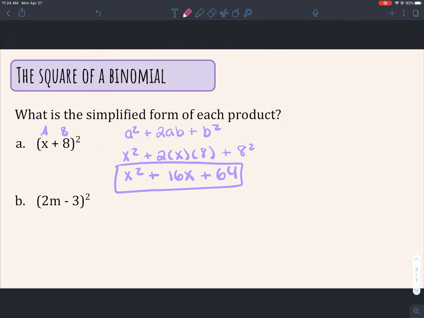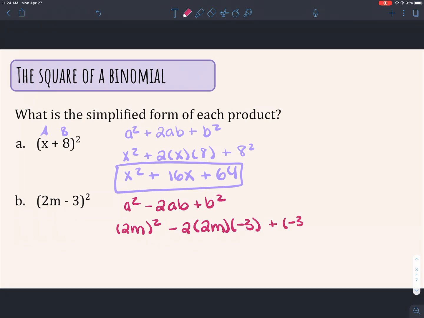For the second one, I could use the fact of a squared minus 2ab plus b squared. And so my a value is 2m squared. Notice that I'm putting that in parentheses. That's important. Minus 2 times 2m times negative 3, and then plus negative 3 squared.